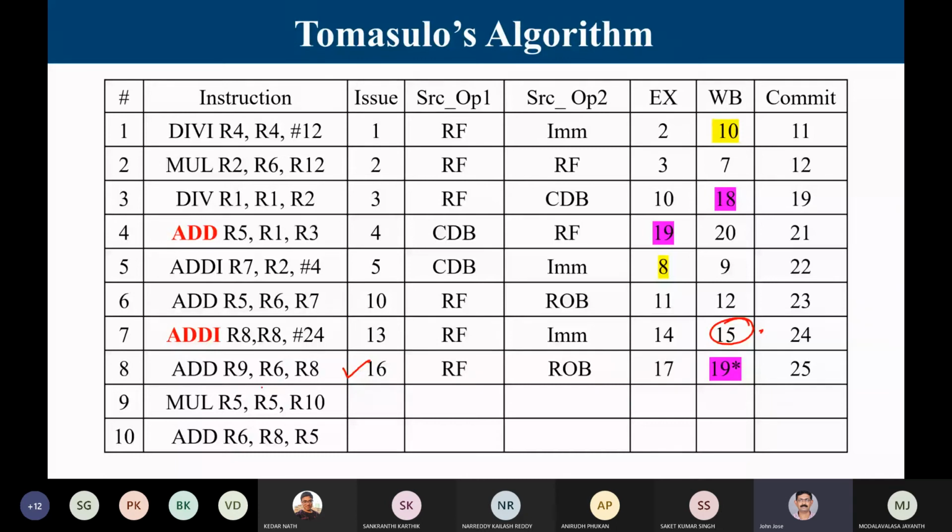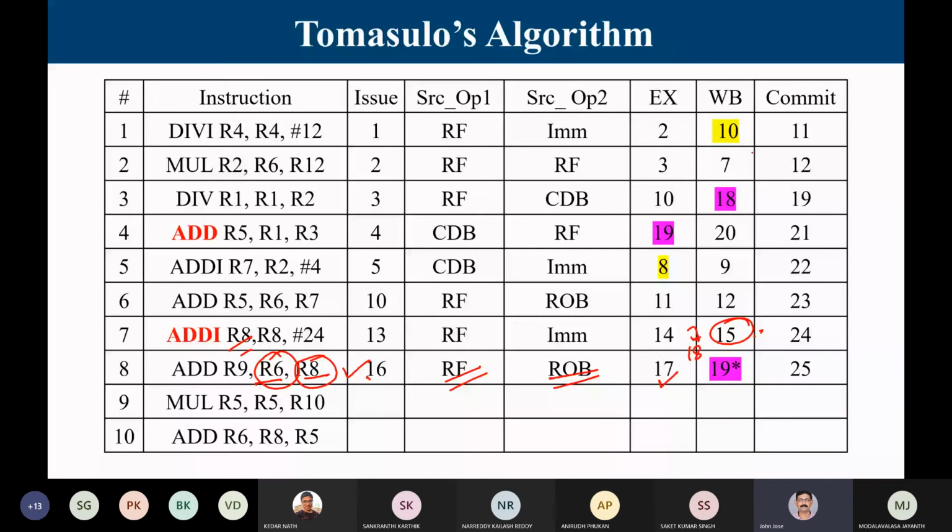So now it is R6 and R8. R6 I already get from the register file. R8 at clock cycle 16 is already in the reorder buffer, so at 16 it will say to get the value from reorder buffer R8. The first operand R6 I get from the register file. At 17 I will run, and at 18 I can write the result.